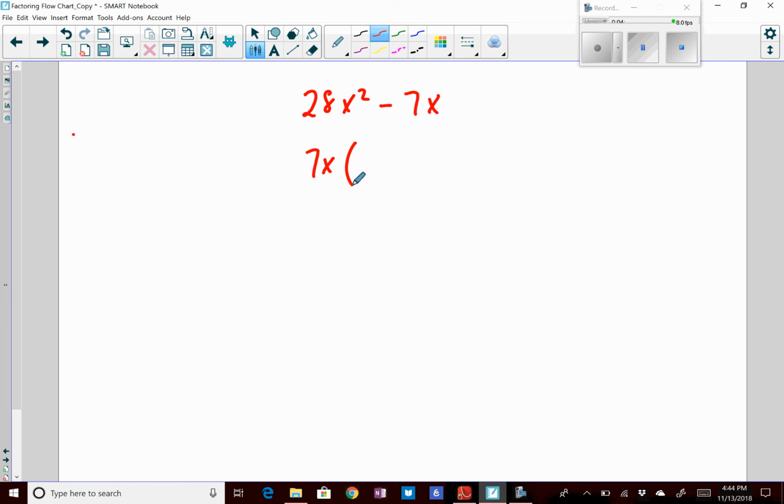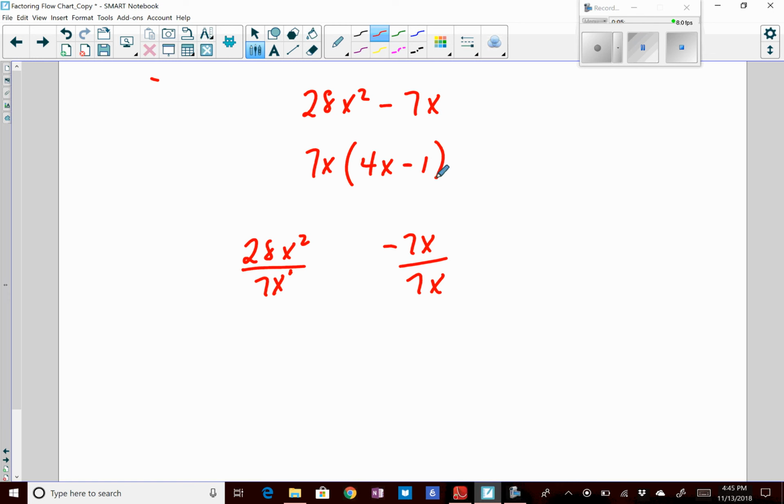So to get what goes in the parentheses, basically what you're doing is dividing each term by that common factor. So essentially we're doing 28x squared divided by 7x, and then negative 7x divided by 7x. If we divide here, 28 divided by 7 gives us 4, and x squared divided by x gives us x to the first power, right? We subtract these exponents when we're dividing. And then negative 7x divided by 7x gives us a negative 1.